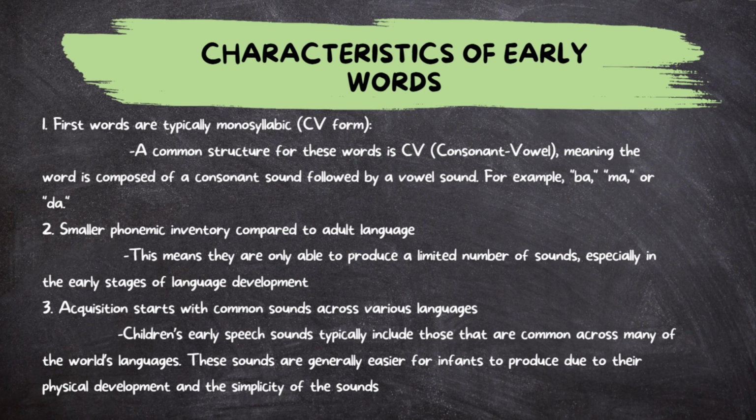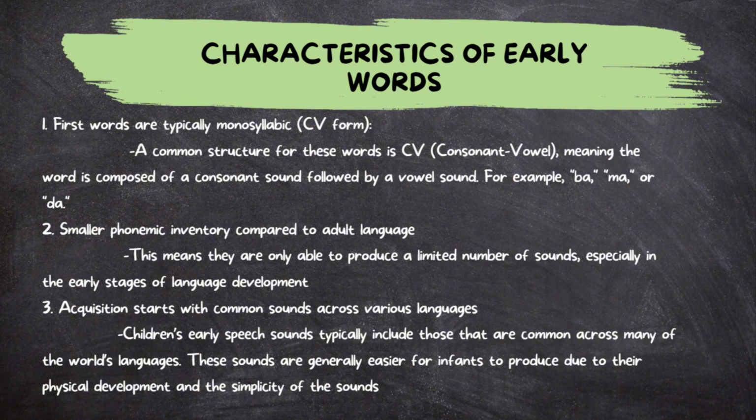or da. So under number one, there are the monosyllabic and the CV form. So what are monosyllabic and what is CV form? Monosyllabic means the word has only one syllable, from the word mono. Syllables are the basic units of speech, often containing a vowel sound with or without surrounding consonants.